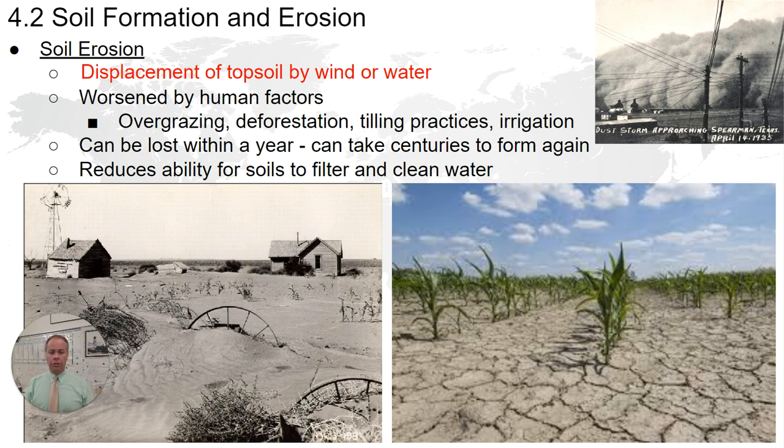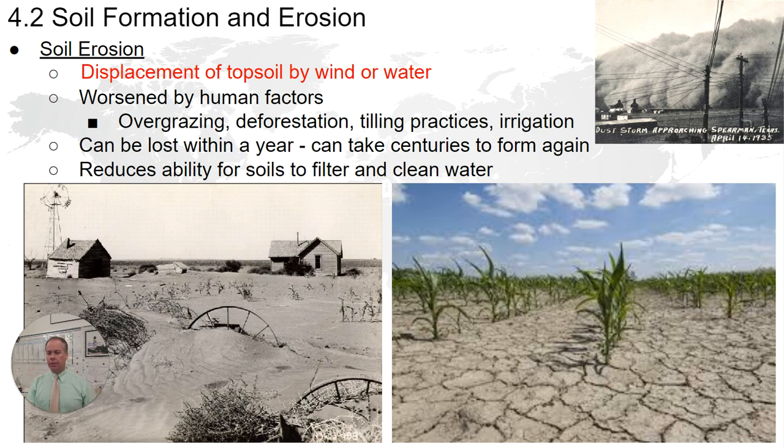And when soil erosion happens on a major scale, it can be extremely serious. The entire topsoil in a given area can be lost within a year. And that topsoil takes large amounts of time, centuries often, to form. And so once that topsoil is lost, it's not going to be replaced. And also the erosion of that topsoil reduces the ability of the soils to filter water as it travels through and filter out particles, allowing for the recharging of groundwater.